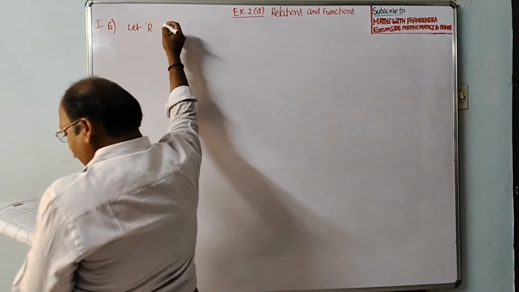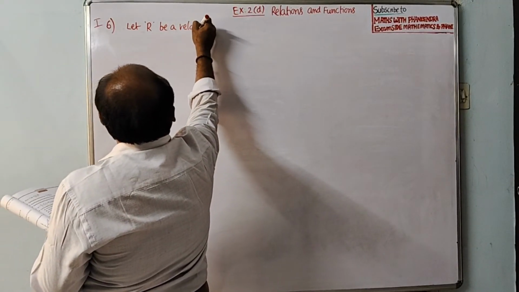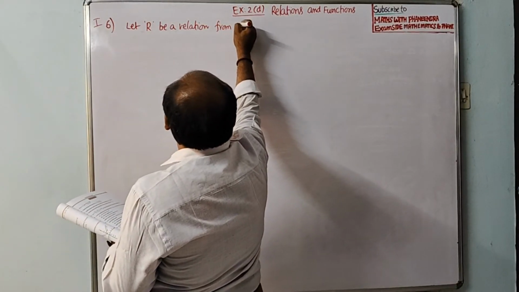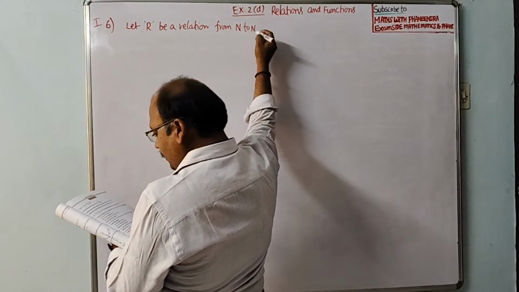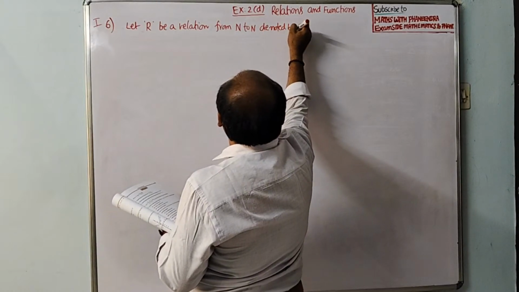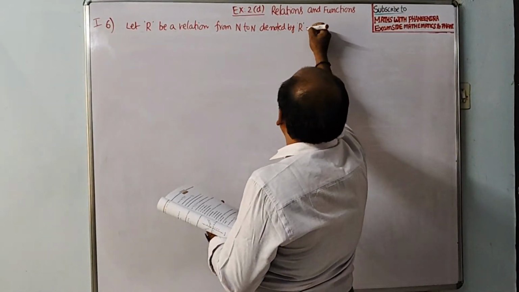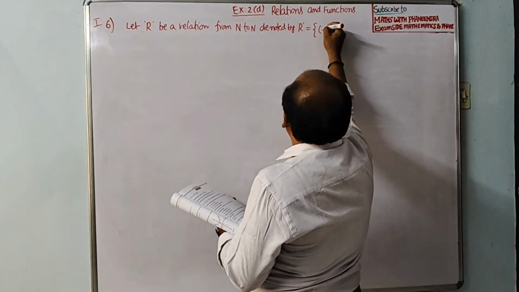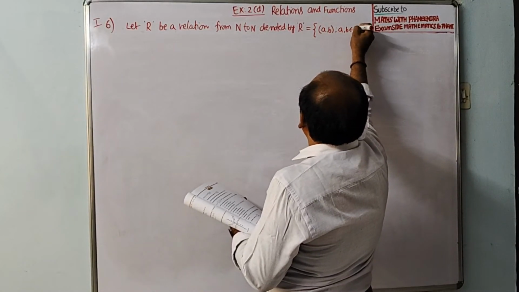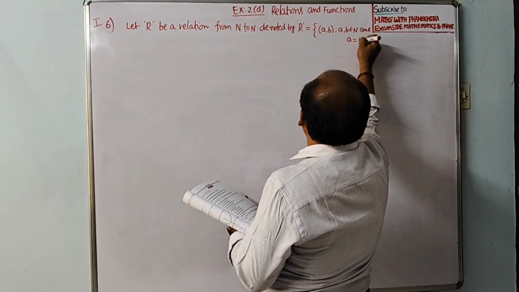Let R be a relation from N to N, natural numbers to natural numbers, denoted by R equal to the set of ordered pairs (a, b) such that (a, b) belongs to N and a is equal to b square.